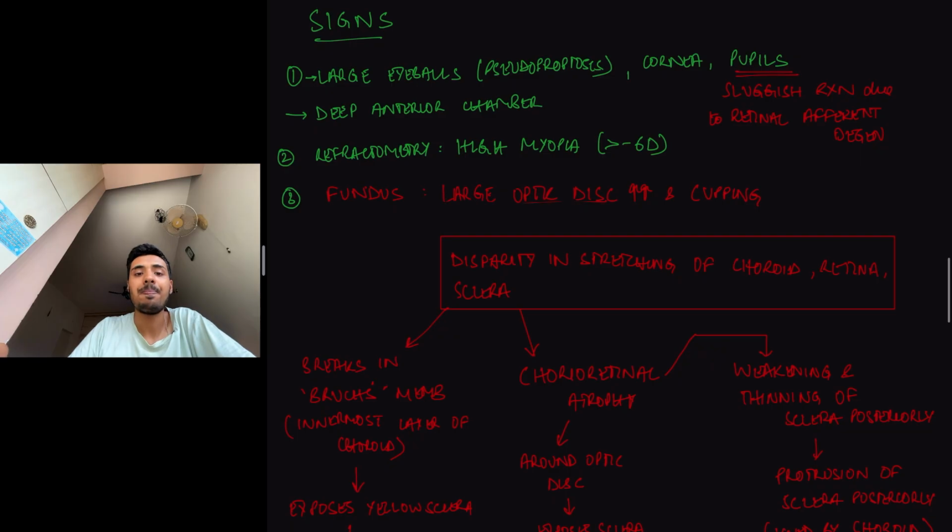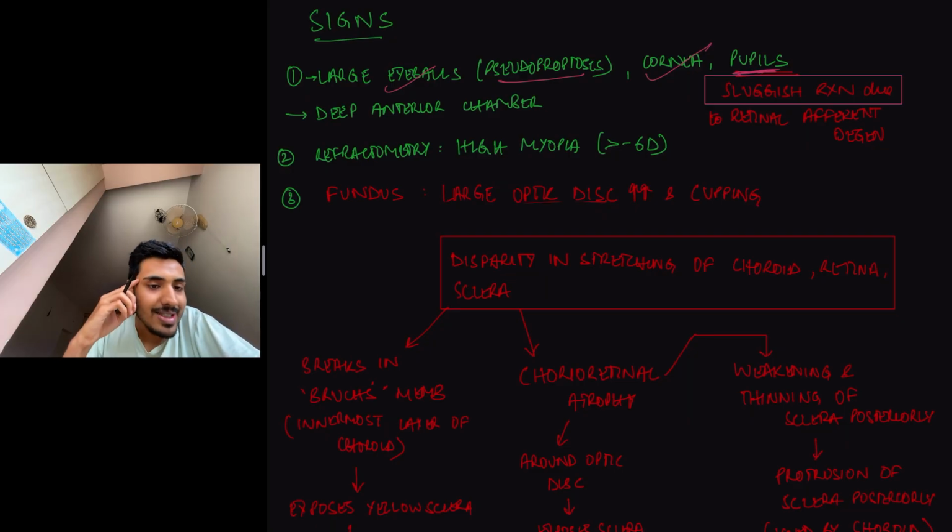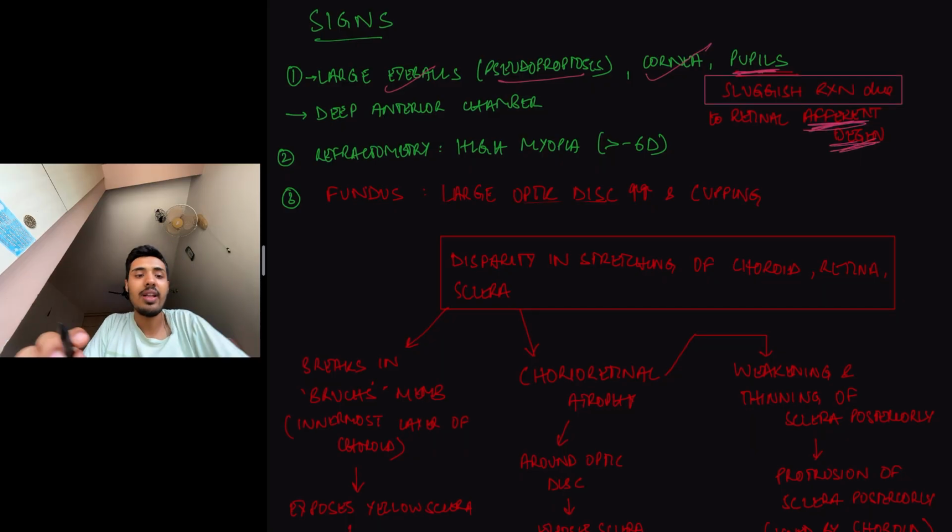Then coming to the signs. Basically, again the same as previous. You have a large eyeball which appears like pseudoproptosis. You have a large cornea. You have large pupils, and here the pupils are said to be sluggishly reactive. Now think about it. When I shine light onto your pupils, your pupils immediately constrict. Why is that so? Because your retina senses the increased amount of light. It sends the afferent signals, and then the pupillary light reflex comes. The efferent signal comes and causes constriction. But as I told you, here the eyeball is so big and there is so much stretching that the retina gets degenerated. So the retinal afferents also get affected, right? The retinal afferents are not taking back the signal immediately. So the pupils also show sluggish reaction, slow reaction.